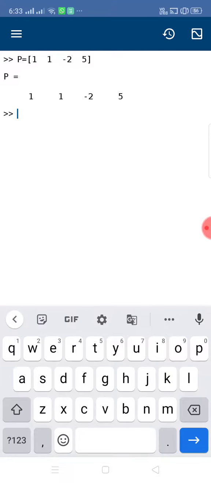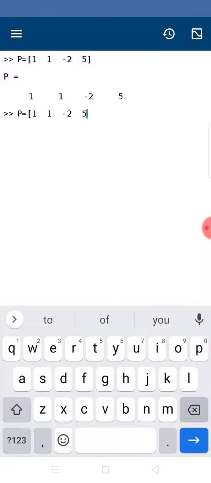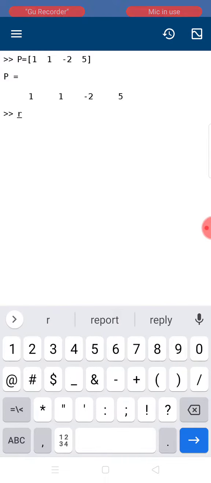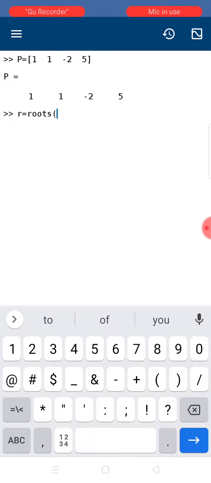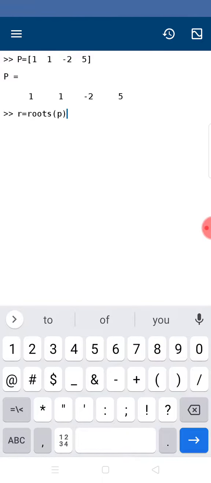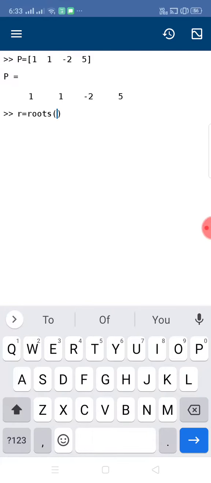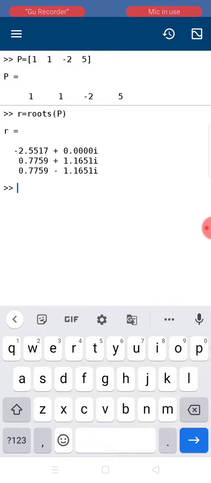So you can see here, the coefficients of the polynomial are written here. I am writing here r equal to roots, within parenthesis write p. Since p is already declared here, the polynomial coefficients are already declared in the value of p. Here the capital P is used, so I am writing capital P here. Now this will calculate the roots of the above polynomial.